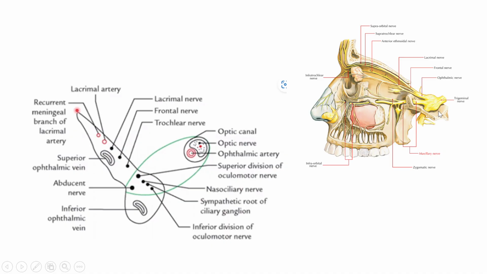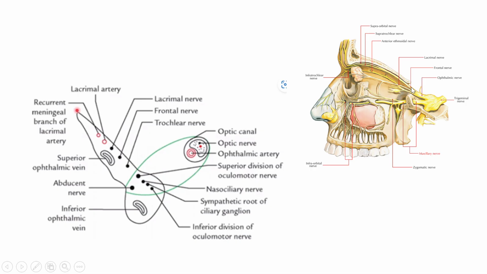If you see, this is the trigeminal ganglion, and it is giving 3 major roots. This is the ophthalmic division, this is the maxillary nerve, and this is the mandibular nerve passing through the foramen ovale. The maxillary nerve is passing through the foramen rotundum. It will come to the pterygopalatine fossa and will reach the upper jaw to supply it.